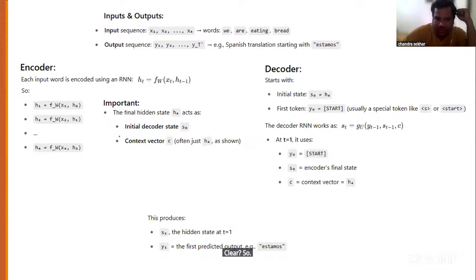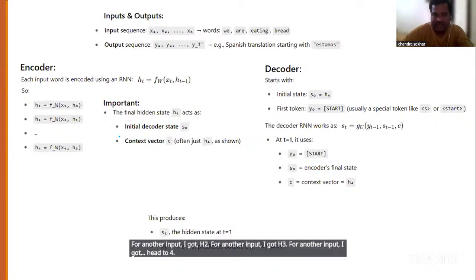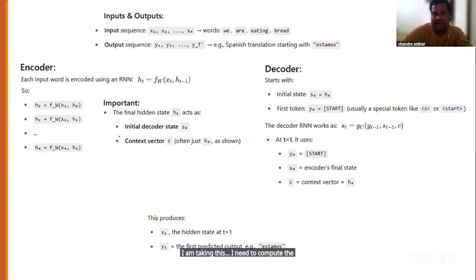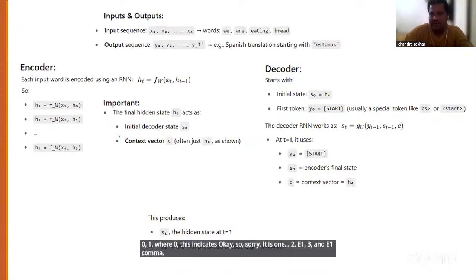For my input, X1 is the embedding. That embedding went to this encoder. For one input I got H1, for another input H2, another H3, another H4. Now I need to compute the alignment score. The alignment score E1 will take the previous state and all the hidden states. So I need to compute E1,1, E1,2, E1,3, and E1,4. So four values I need to compute.